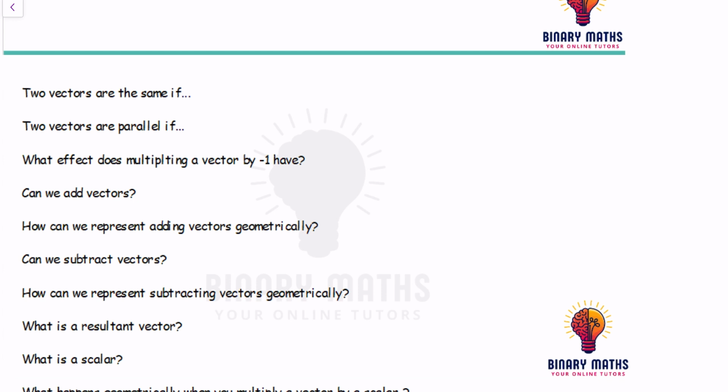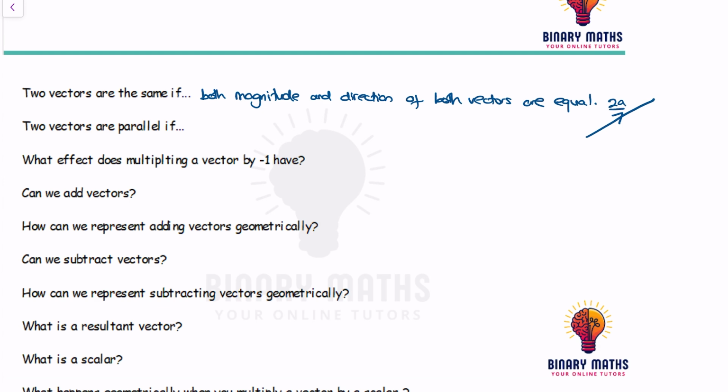So 2 vectors are the same if both magnitude and direction of both vectors are equal. So something like if I have an arrow that's pointing this way, which is labeled as 2a, then another arrow pointing in the same direction, labeled 2a, is the same.